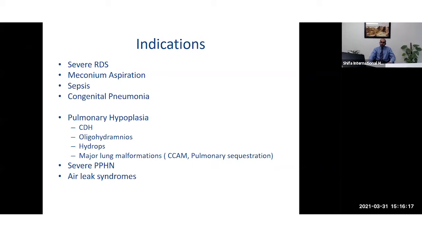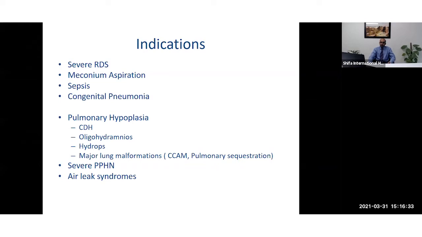And then another group is quite a big group of disorders where there's pulmonary hyperplasia. Because their lungs are hyperplastic, those lungs are very difficult to ventilate and oxygenate on conventional ventilation. So in those situations, high frequency ventilation tends to work better.